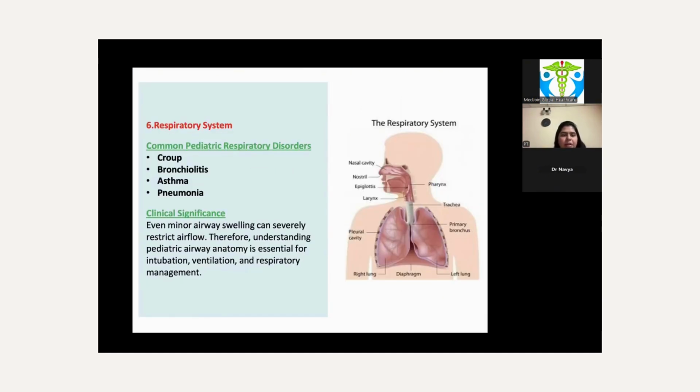What are the common pediatric respiratory disorders we come across? It is croup, bronchiolitis, asthma, pneumonia. The major thing you will come across in the first year of life is bronchiolitis. This year has witnessed a major amount of RSV, respiratory syncytial virus bronchiolitis. It appears very deadly, though it is a minor thing. The child is in very much distress. It just needs humidified oxygen and nebulization.